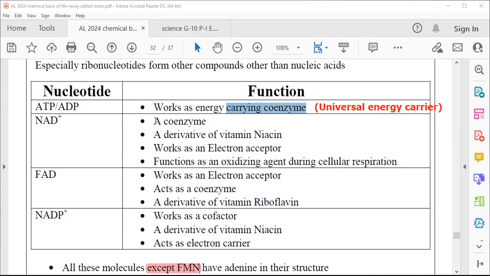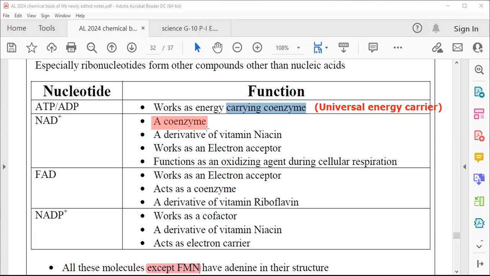NAD plus. NAD plus is described to you as a coenzyme. A coenzyme means an enzyme's friend. Without that friend, the enzyme cannot do its work. Understood? Yes, sir. We will later, inshallah, when we study enzymes, fully work on that heading.